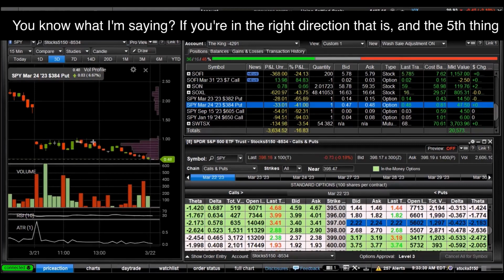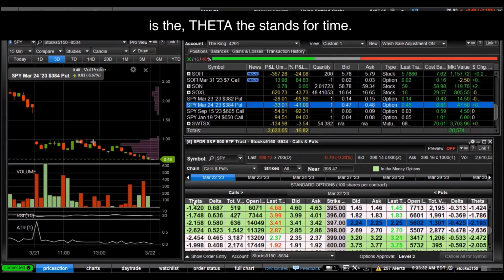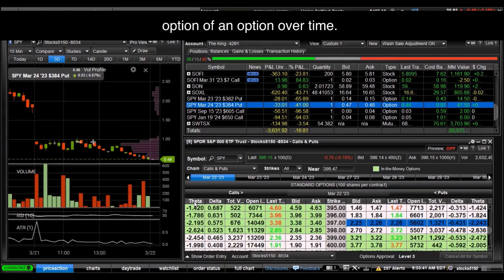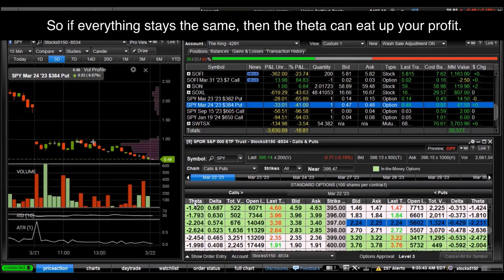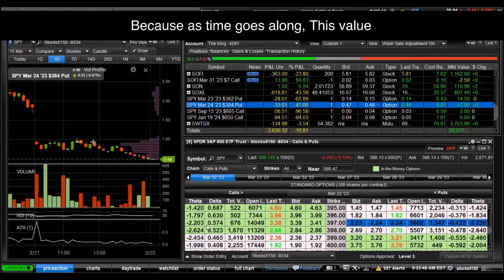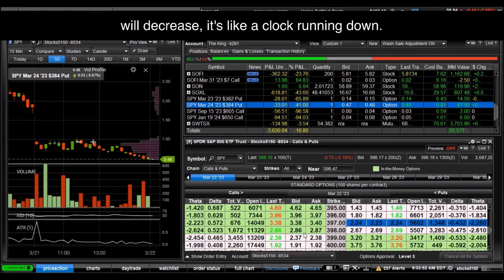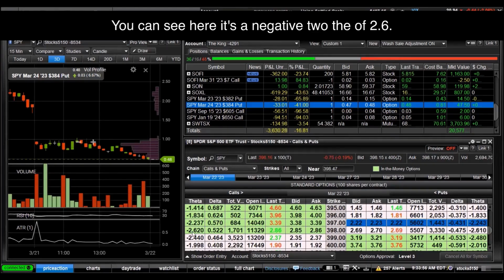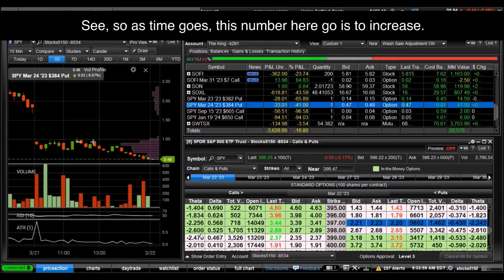And the 5th thing is the theta. Theta stands for time. It's the Greek for time. And theta refers to the rate of decline in the value of an option over time. So if everything stays the same, then the theta can eat up your profit, because as time goes along, this value will decrease. It's like a clock running down. And this right here tells how fast it'll go down. You can see here it's a -2 theta, 2.6. See, so as time goes, this number here is the increase.